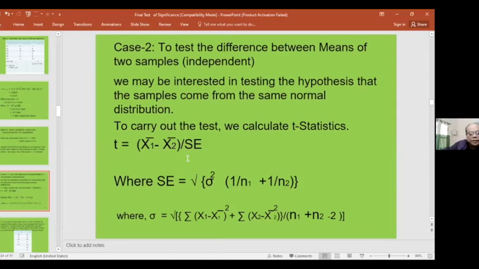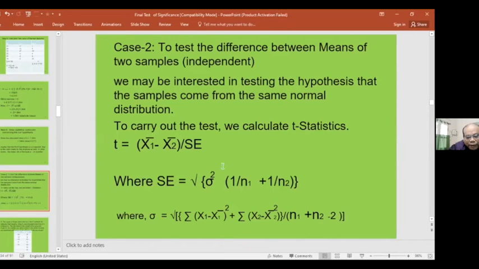T-testing using two samples. Now, it is always the difference divided by the standard error. As I have said, standard error is always standard deviation divided by root over n. Let's assume the general formula was standard deviation divided by root over n. Now suppose this square is removed, then this standard deviation can come out.